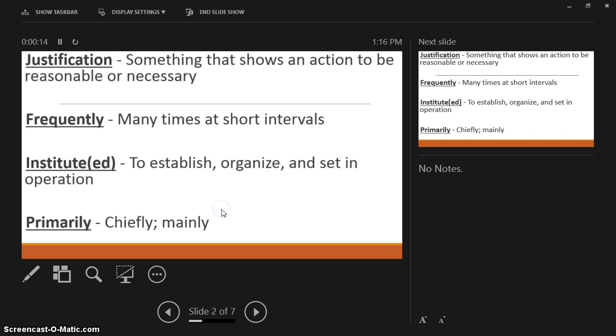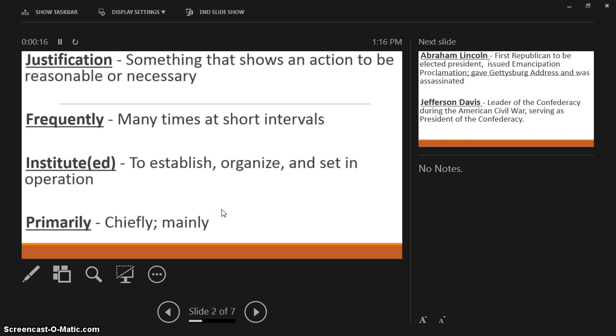So the first words that we're going to do are the starred words. You can find these in your packet in that list, and of course they're right here as well. The first one, justification: something that shows an action to be reasonable or necessary. So when you justify yourself, when you give reasons that it's supposed to happen, that it's necessary to happen, you are giving a justification. You're giving a good reason for it.